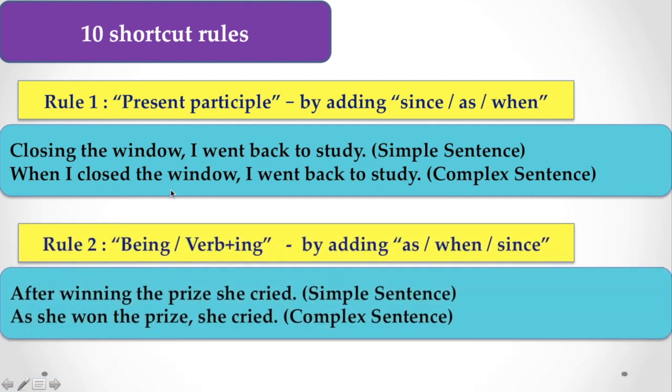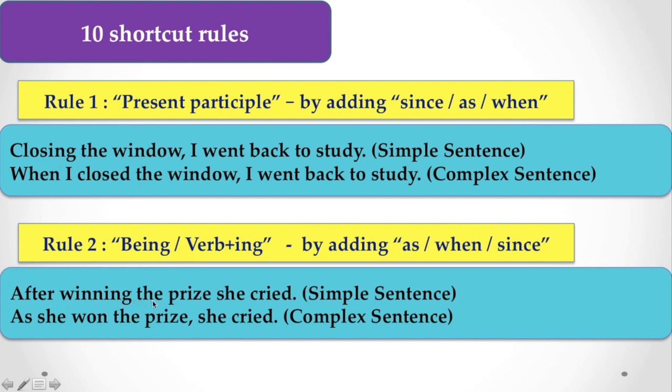Next rule for you. If there is being plus verb-ing, you have to add as, when, or since to make that sentence complex. If in a simple sentence you find being plus verb-ing, you have to make it complex by using as, when, and since. For example, "After winning the prize, she cried." becomes "As she won the prize, she cried." Here, as is used because "after winning the prize" has being or verb-ing in it.